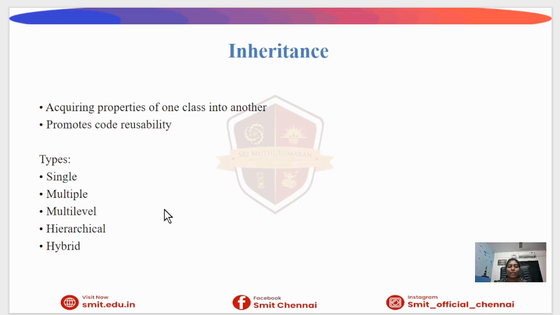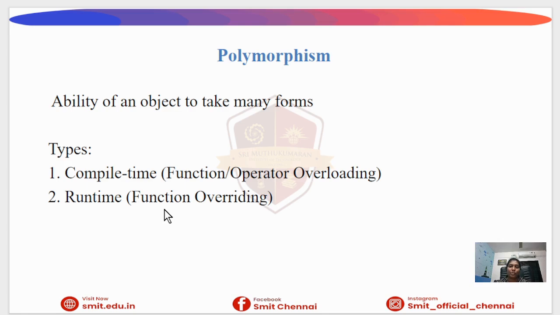We have different types of inheritance: single, multiple, multilevel, hierarchical, and hybrid. This inheritance improves code reusability and maintainability. Next one is polymorphism. Polymorphism means many forms. One function behaves differently in different situations.